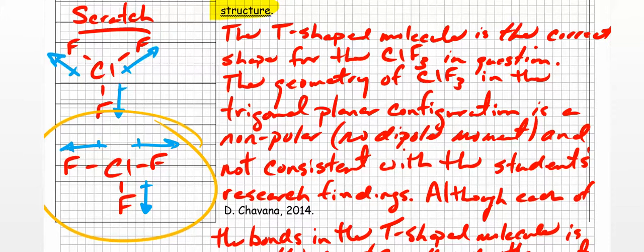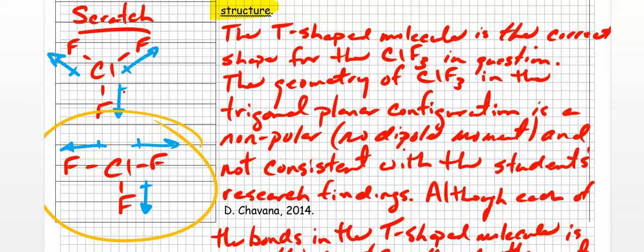And I drew the electronegativity arrows. I know that the electronegativity of fluorine is 4.0. I don't need to know that. I just need to know it's more than chlorine, and that they're all the same. So if this is F, and this is F, and this is F, then those arrows are going to balance each other out. What does that mean? That means that there is no dipole moment for the trigonal planar structure.